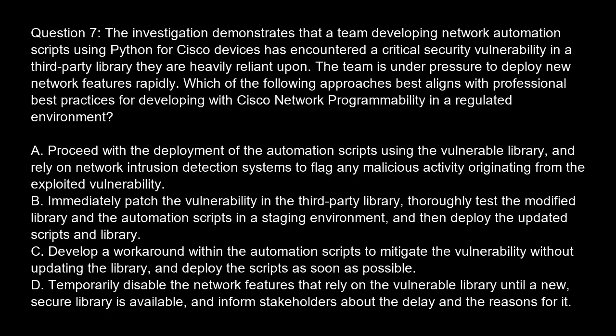environment? Option A. Proceed with the deployment of the automation scripts using the vulnerable library and rely on network intrusion detection systems to flag any malicious activity originating from the exploited vulnerability. Option B. Immediately patch the vulnerability in the third-party library. Thoroughly test the modified library and the automation scripts in a staging environment, and then deploy the updated scripts and library. Option C. Develop a workaround within the automation scripts to mitigate the vulnerability without updating the library, and deploy the scripts as soon as possible. Option D. Temporarily disable the network features that rely on the vulnerable library until a new, secure library is available, and inform stakeholders about the delay and the reasons for it.